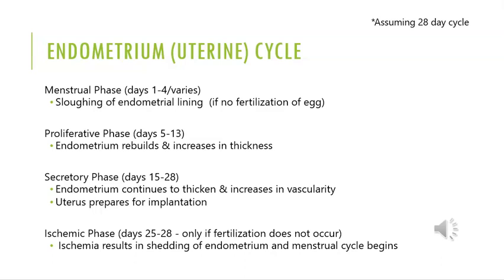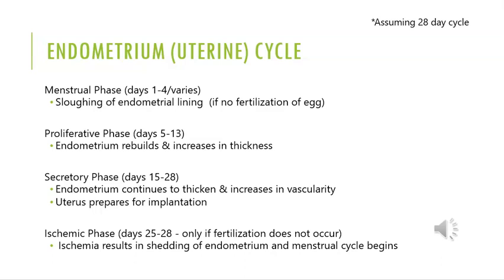Ovulation occurs on day 14, and then we'll move into the secretory phase, which happens after ovulation between days 15 and 28. At this time, progesterone takes over. When progesterone takes over, we know that the endometrium continues to thicken and becomes highly vascularized with increased blood flow. This is preparing the uterus for implantation of an embryo.